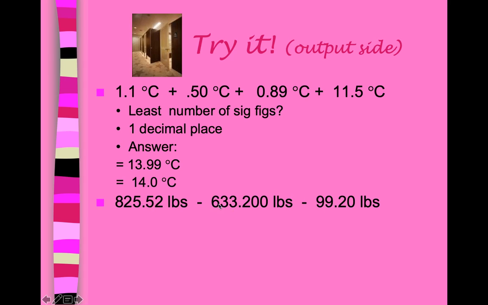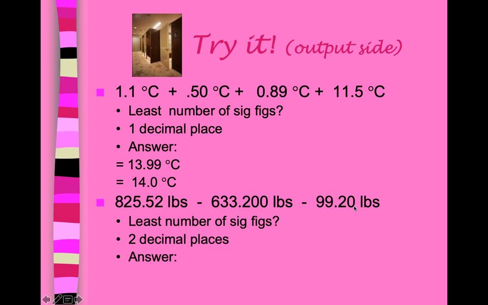All right, so subtract them. Same thing. What's the least number of sig figs? Well, because I'm subtracting, sig figs means decimal places. 2 decimal places, 3 decimal places, 2 decimal places. The least number is 2. You get this answer on your calculator, 93.12.